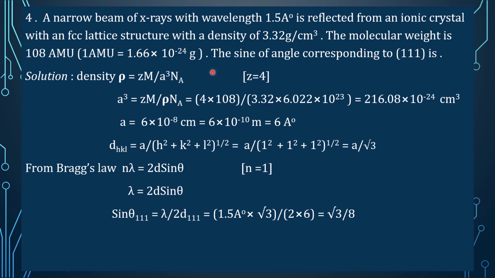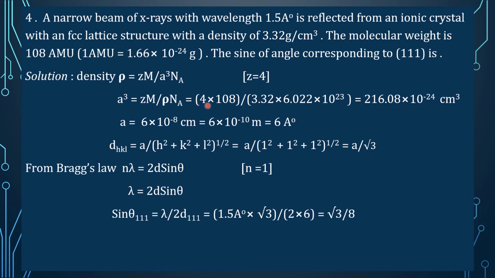So we know, in order to find density, rho is equal to Zm by A cube Na, where Z is the number of atoms. So here it is FCC lattice, so we know that the number of atoms Z is equal to 4. So we have to find A cube. So A cube is equal to Zm by rho Na. M is the molecular weight. So Z equal to 4.